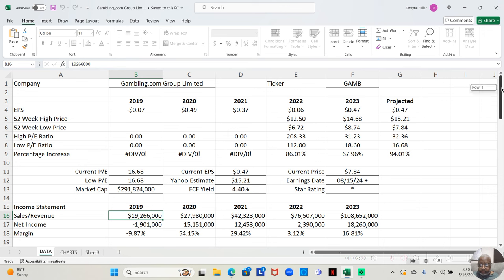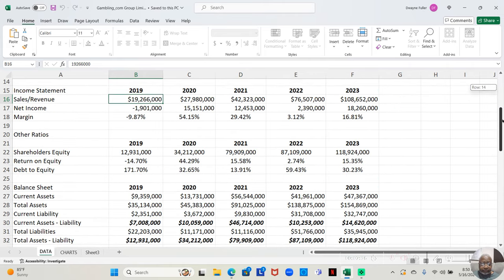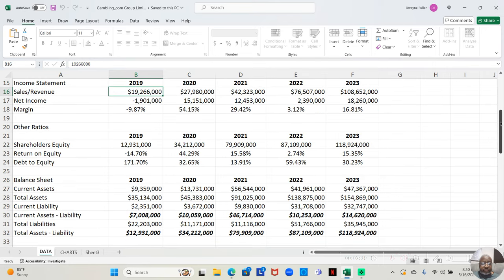Jump down and take a look at the income statement. In 2019, this company made $19,266,000 in sales and revenue. Of that, they ended up losing $1,901,000. So they lost money that year. But in 2020, they made $27,980,000. They made more money. They retained $15,151,000. That was an amazing 54.15% profit margin that year.